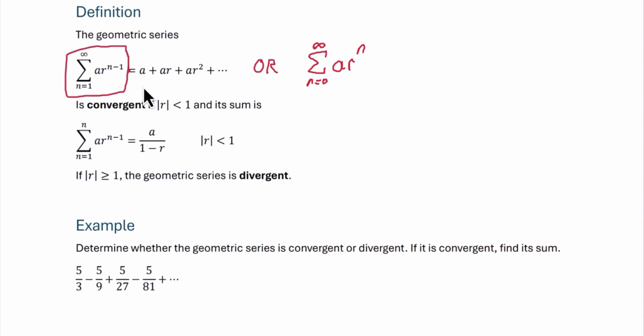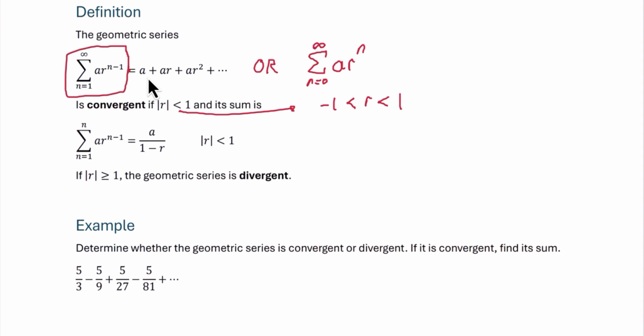Note that this series is going to converge when the absolute value of r is less than 1. So essentially, if r is between -1 and 1, we will have a convergent series. If the absolute value of r is bigger than 1 or equal to 1, it's going to diverge. Let's make sure we understand that.